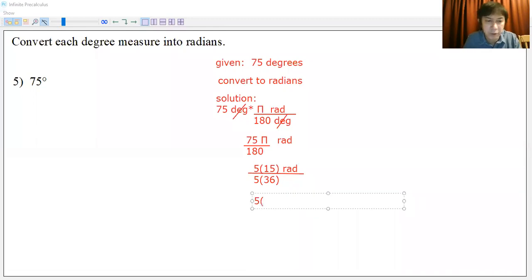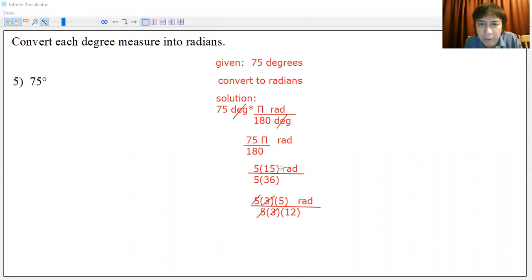5 times 3 times 5 takes care of the 15. This will still be there. For the factors of 36, you still have the 5, and 36 is 3 times 12. That takes care of the 36. Let's start canceling numbers. We can cancel out 5 and 5, 3 and 3. We still have the pi over here, so let me insert the pi.